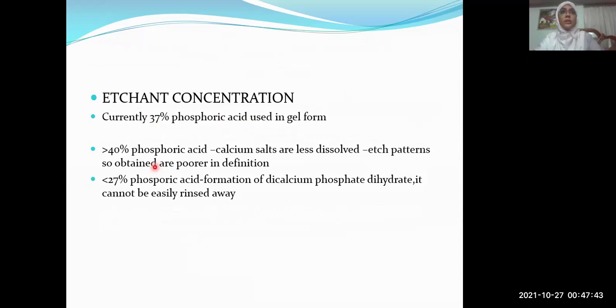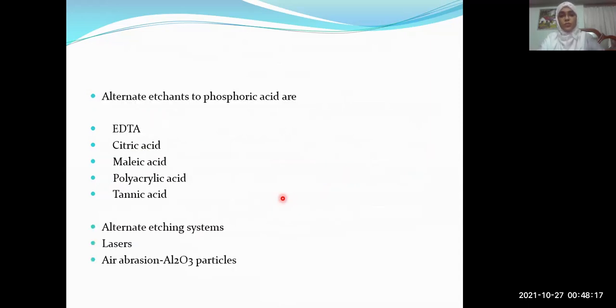You can't go more than that, you can't go lesser than that, because at greater than 40% phosphoric acid, calcium salts don't dissolve, so the etch patterns obtained are very poor. What if it is less than 37%? Then you have formation of dicalcium phosphate dihydrate, and this layer cannot be rinsed off easily. So you can't change the concentration; it has to be ideally around 37% phosphoric acid.